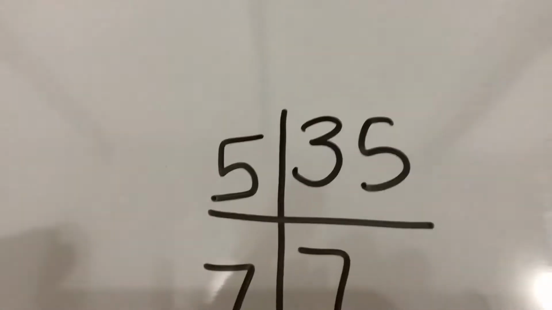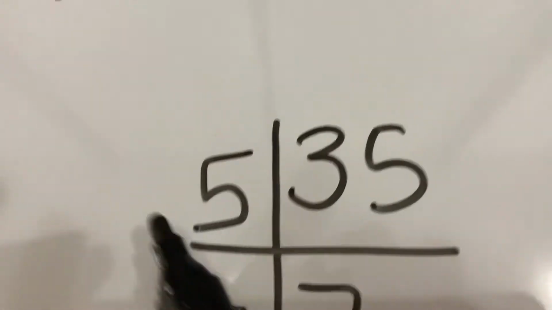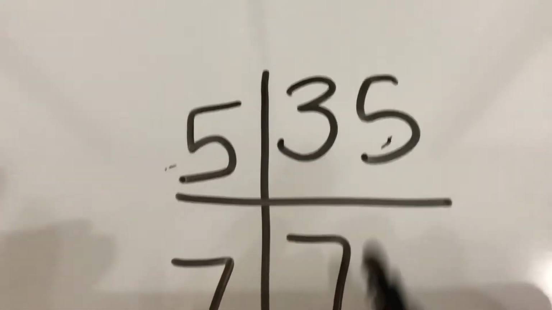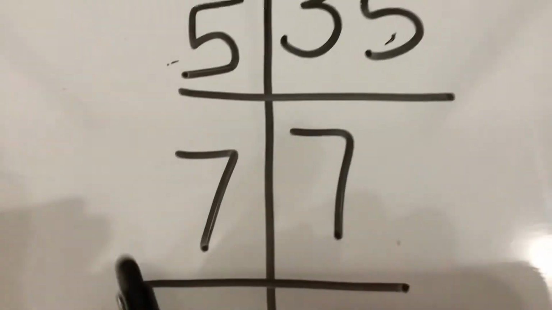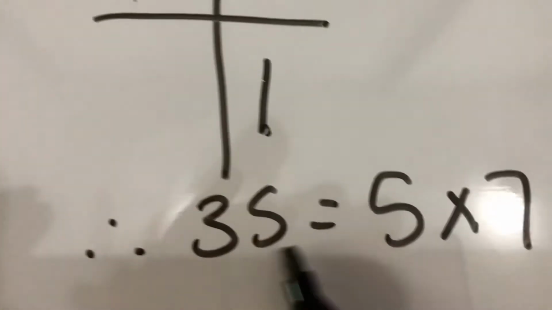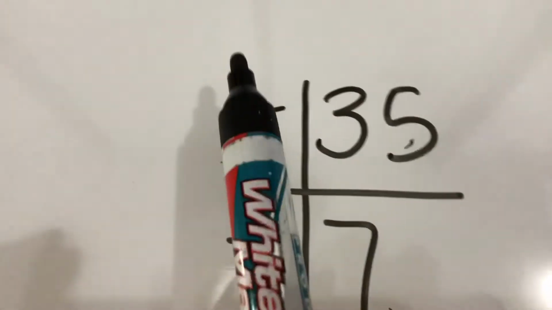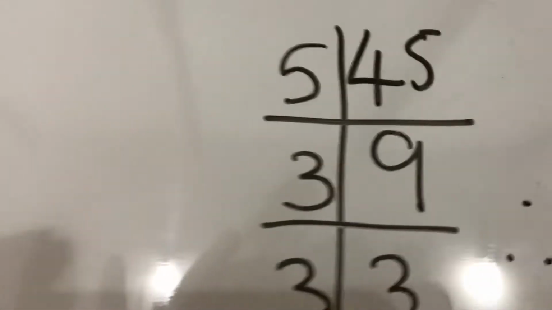We now do the same for 35. The smallest prime number that goes in there is 5. 5 into 35 goes 7 times. 7 into 7 goes once. So 35 written as a product of its prime factors is 5 times 7. There they are. Now we look at 45.